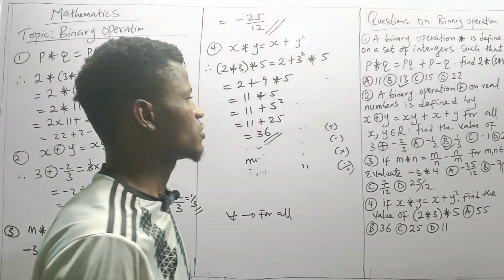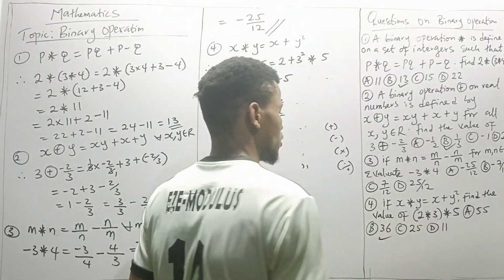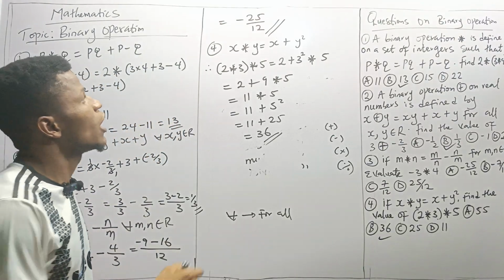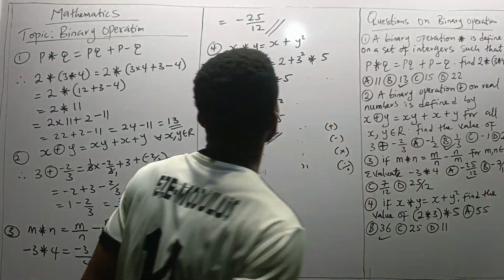Yeah, and that is fine. The answer is B. And the second one, the second to last, negative 25 over 12.